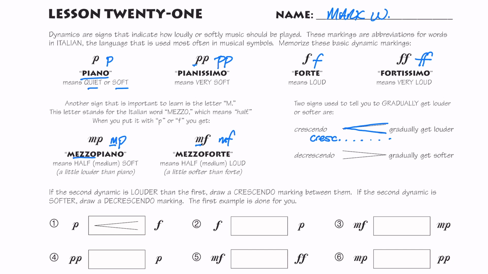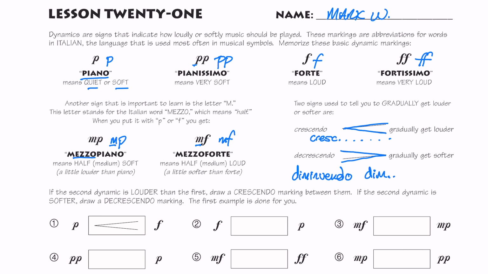The dynamic marking asking you to gradually get softer is called a decrescendo. Another word for it is diminuendo, or sometimes abbreviated dim. So you will see the less than sign to gradually get softer, or if it's a long diminuendo, you'll see it written out diminuendo or dim.